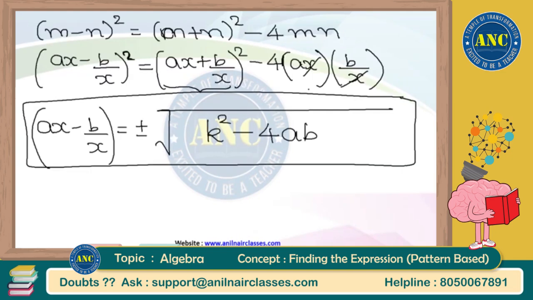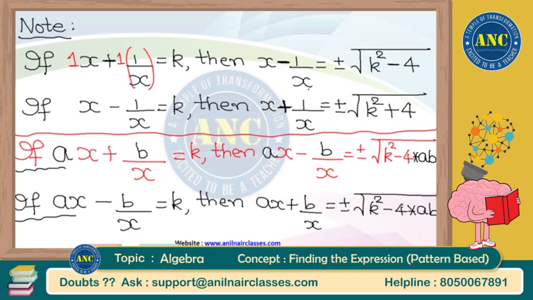I think I made it here also. Yes, no, I have done it properly here. If it is minus here, then here also it is minus. If it is plus here, here also it should be plus, right? This is the mistake I made, right? This is the mistake I made.